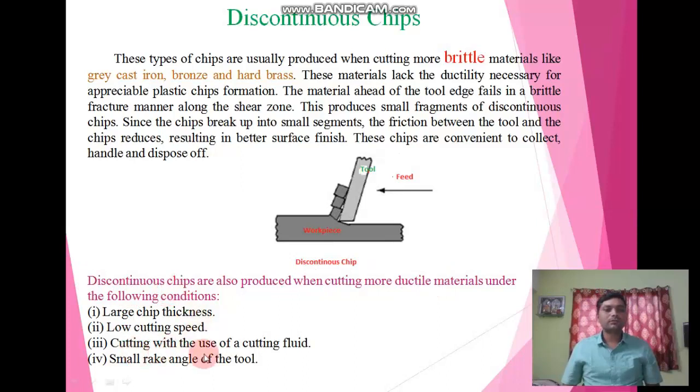Then the third one is cutting with the use of cutting fluid for a ductile material; again we get discontinuous chips. And when we put a small rake angle on the tool for the cutting operation of ductile material, then also we get discontinuous chips. So here we can say that for brittle material we get discontinuous chips, but under some conditions for ductile material also we get discontinuous chips.